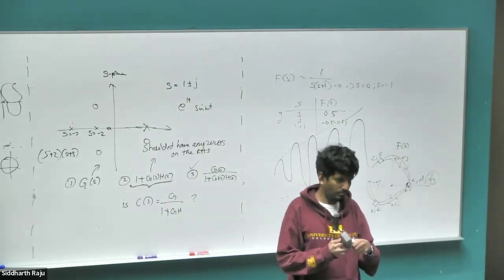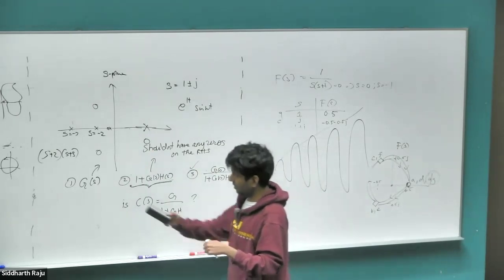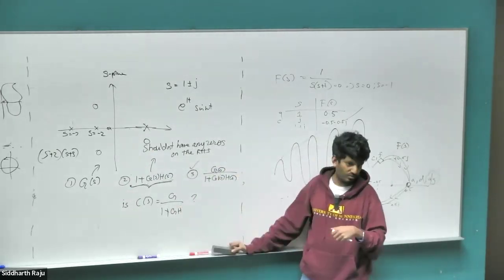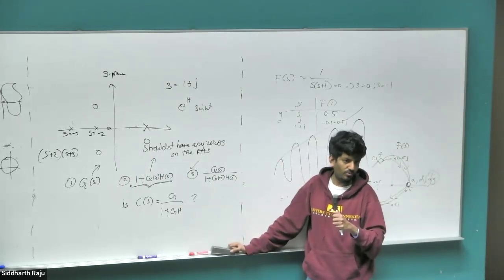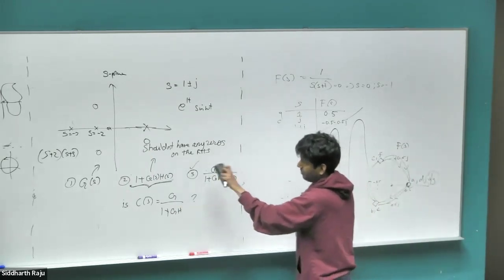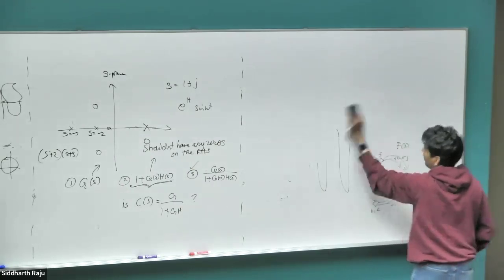1, 2, and 3 are all transfer functions. This is the transfer function of g of s. This is the transfer function of 1 plus g of s h of s. This is the transfer function. Any questions? All right. So this is a condition: it should not have any zeros on the RHS for stability.